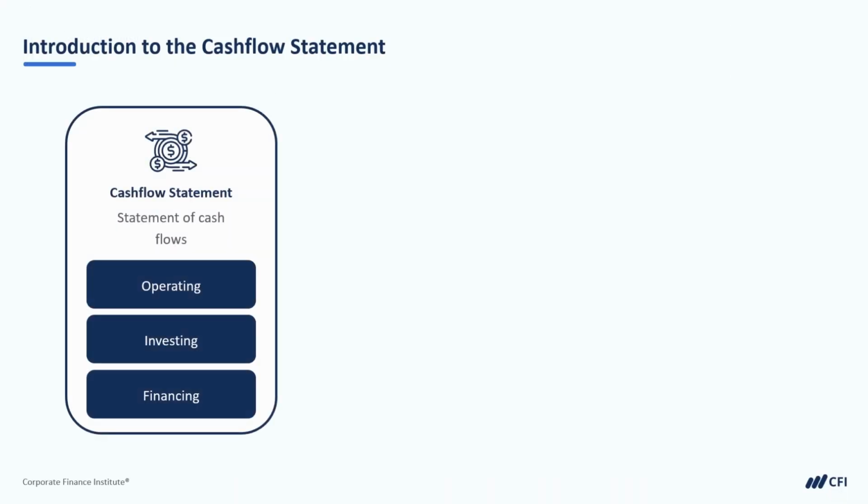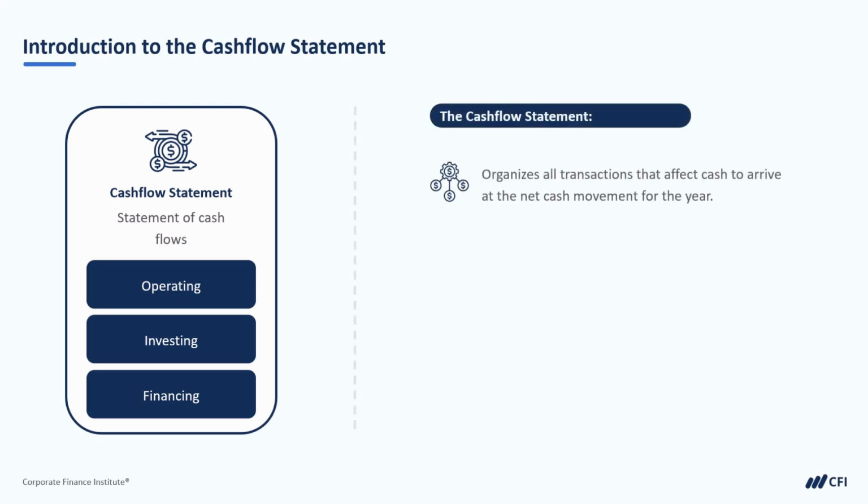The cash flow statement, or statement of cash flows, is the last financial statement we will review together. Using information from both the income statement and the balance sheet, it organizes all of the transactions that affect cash to arrive at a net cash movement for the company for the period or the year. Now, when the opening cash balance from the beginning of the year is added to the net cash movement, the closing cash balance will match the cash reflected on the balance sheet.